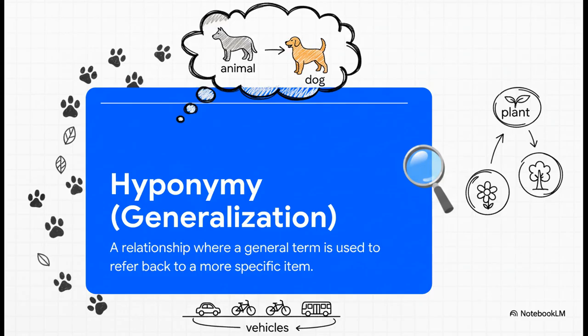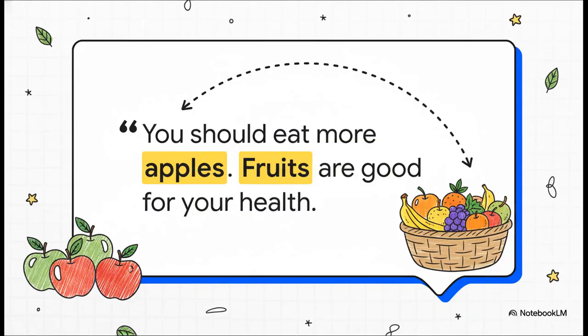It's basically the relationship between a general category and a specific type within that category. Like animal is the general term, and dog is the specific one. The specific word dog is the hyponymy. And this example just lays it all out perfectly.